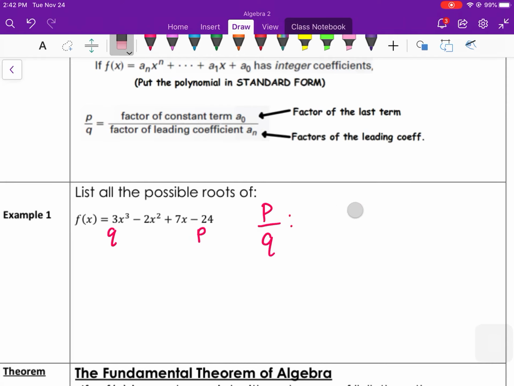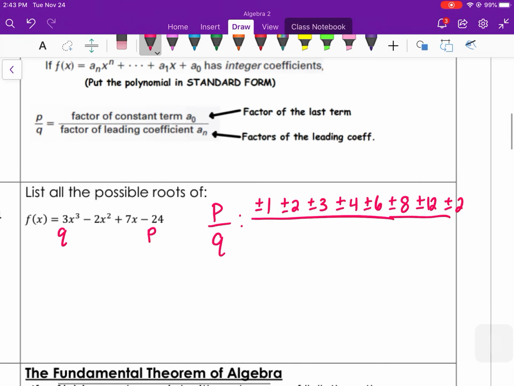So I'm just going to rewrite this because I ran out of room. It would be positive or negative 1, positive or negative 2, positive or negative 3, positive or negative 4, positive or negative 6, positive or negative 8, positive or negative 12, and positive or negative 24. So 24 actually has quite a few factors there. And then divided by the factors of Q. So Q, the only way to get 3 is 1 times 3. So the factors of Q are 1 and 3.